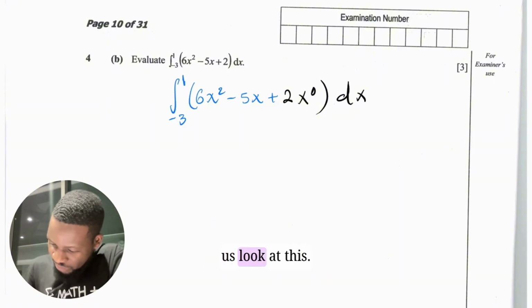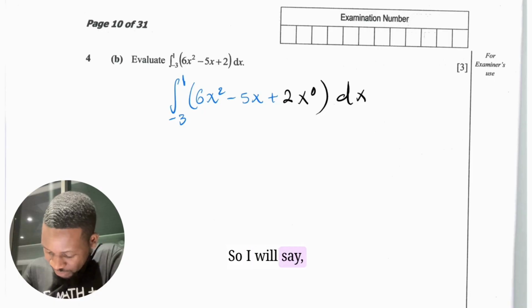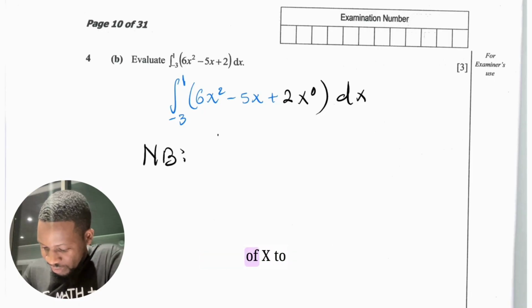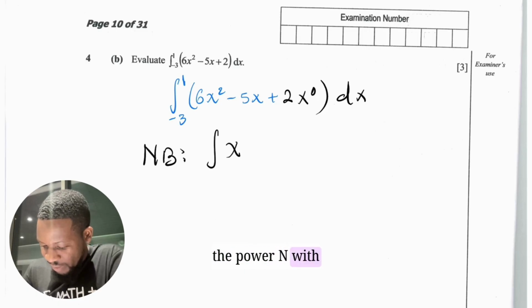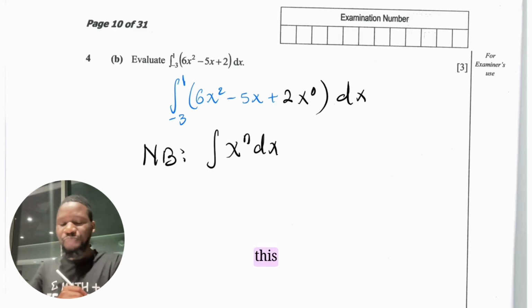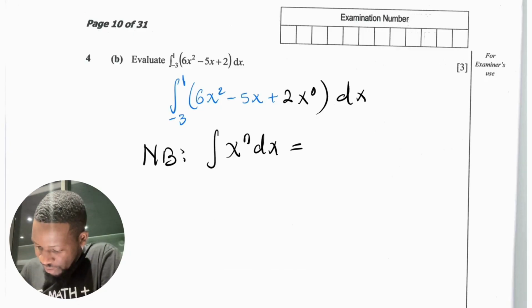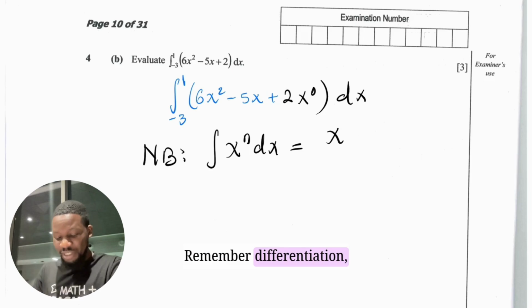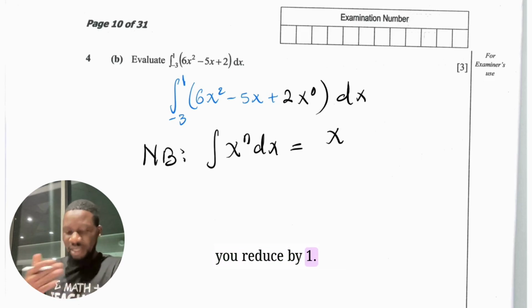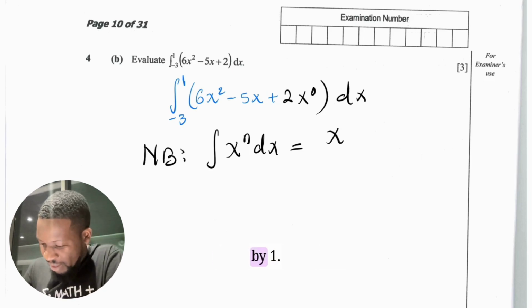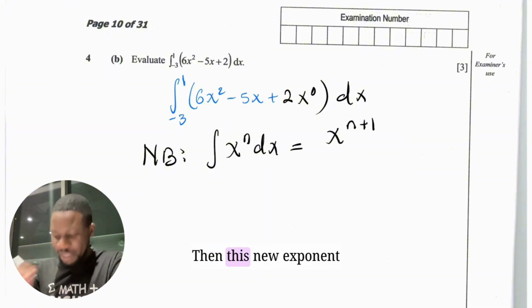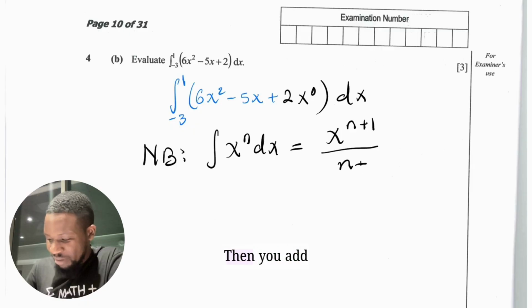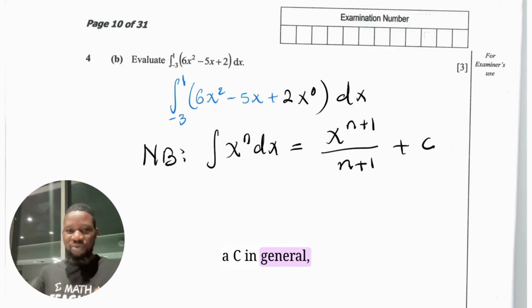So let us look at this. Note that if you have the integral of x to the power n with respect to x, you increase n by 1. Remember differentiation, you reduce by 1. Integration, you increase n by 1. Then this new exponent where you have added 1, you take it in the denominator, plus 1. Then you add a c in general.